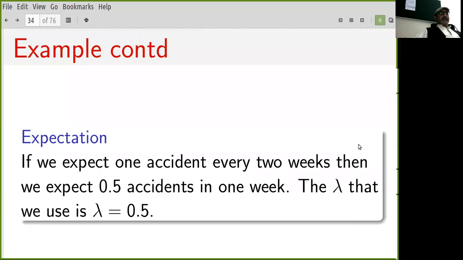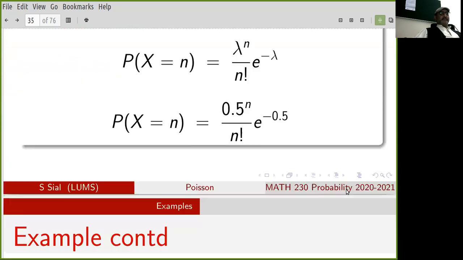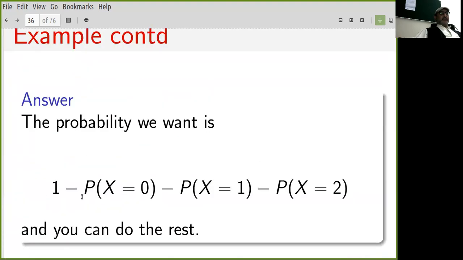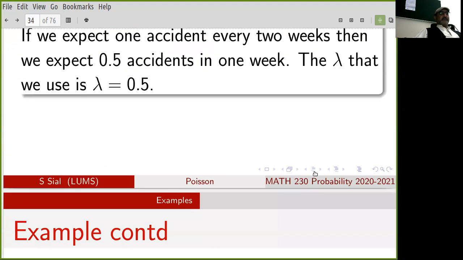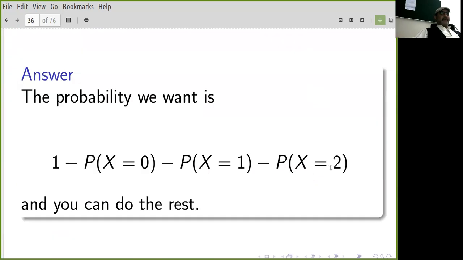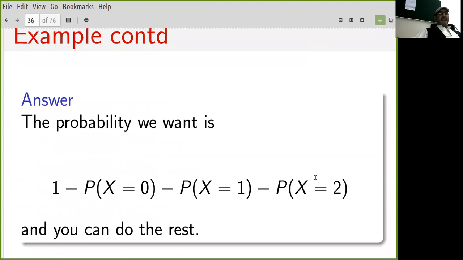Now, what's the probability of more than 2 accidents in a given week? That's 1 minus the probability that x equals 0 minus the probability that x equals 1 minus the probability that x equals 2, right? We were asked for more than 2 accidents, so we also have to subtract off the probability that x is equal to 2. So you put in n equals 0, n equals 1, and n equals 2, and you should be able to work out the answer.